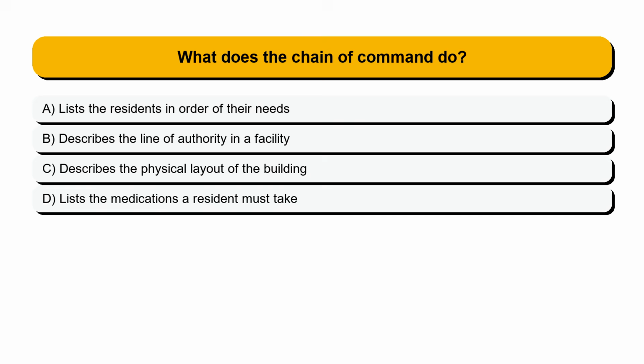Question 1. What does the chain of command do? Option A lists the residents in order of their needs. Option B describes the line of authority in a facility. Option C describes the physical layout of the building. Option D lists the medications a resident must take.